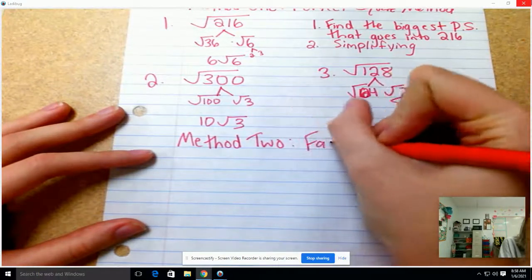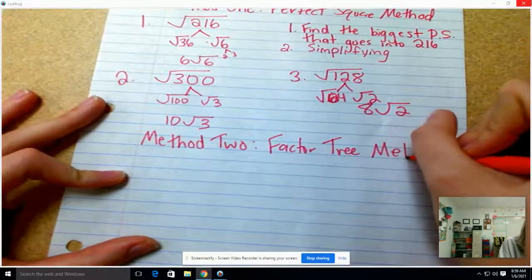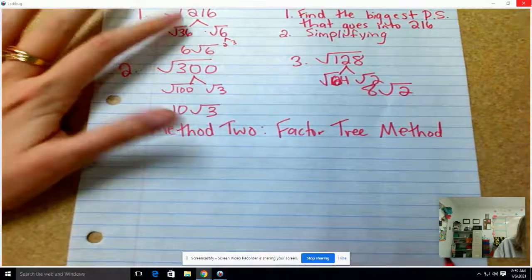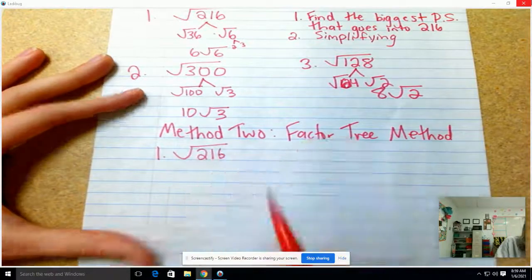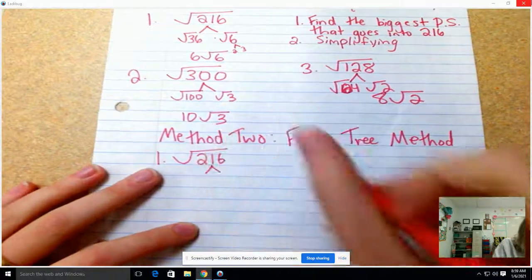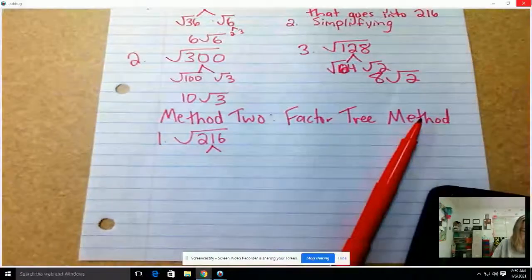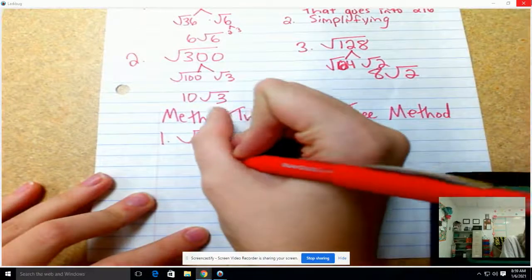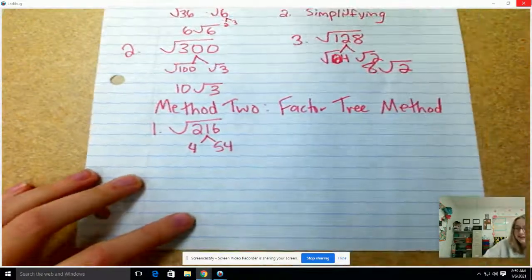I call it the factor tree method. So let's say we want to find, we'll do the same example. So using the factor tree method, if we want to find the square root of 216, we're going to have to make a factor tree for 216. So we just need to find 2 factors of 216. Doesn't matter what they are as long as they are factors. So we'll do 216 divided by 4 is going to give me 54. 4 and 54.